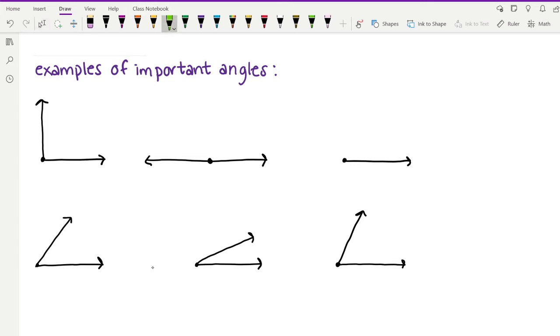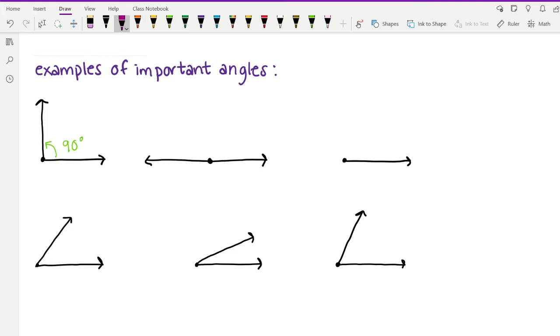The first one that I have drawn here, we talked about in the last video. This is a 90-degree angle. We talked about how oftentimes you denote that with a kind of square. For the sake of drawing things with the rotation, I'm just going to draw an arrow. So this would be a 90-degree angle, or a right angle.